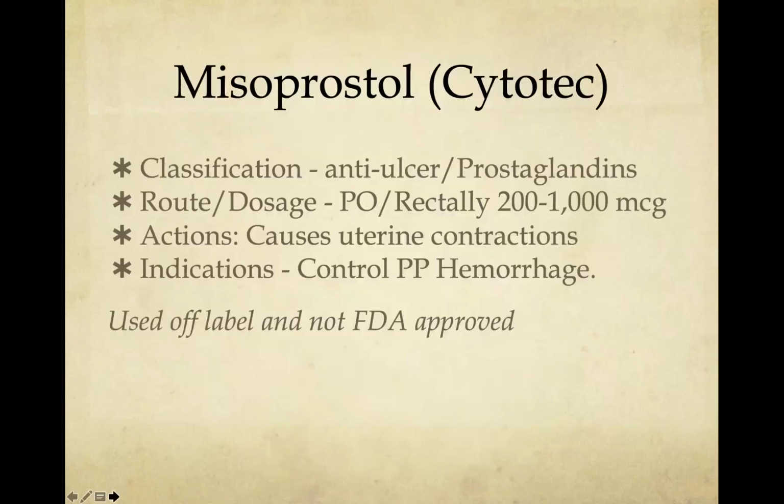Cytotec is the next one, also known as misoprostol. It's also a prostaglandin, prosta, and it's actually off-label use as a prostaglandin. It's actually an anti-ulcer medication, and it causes uterine contractions and controls hemorrhage.